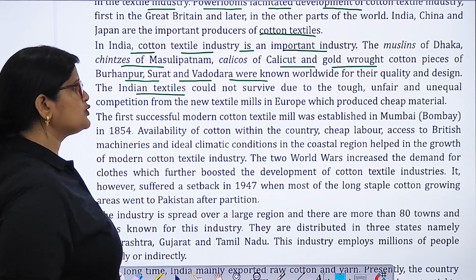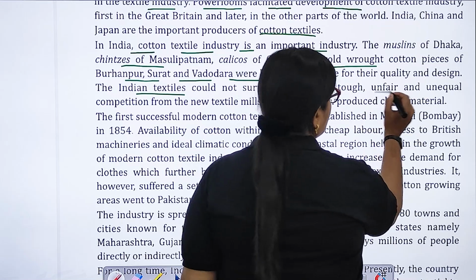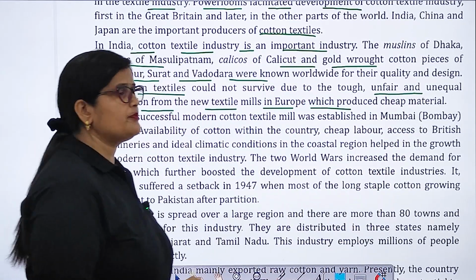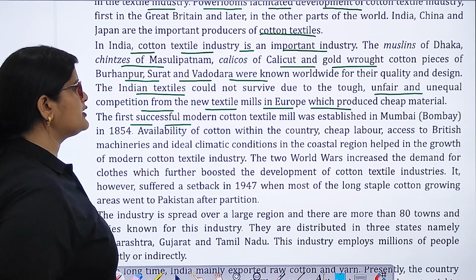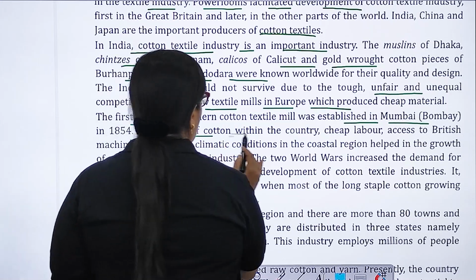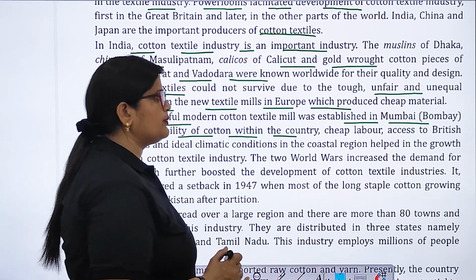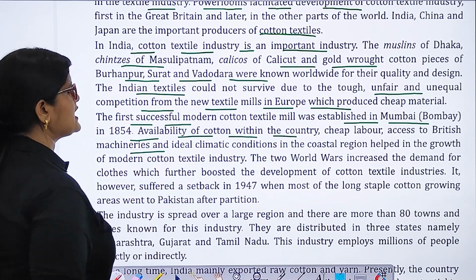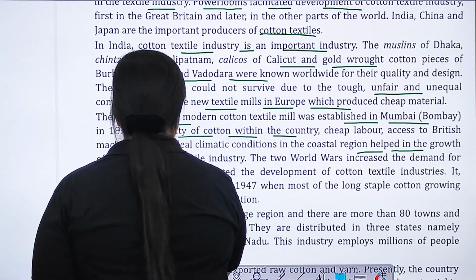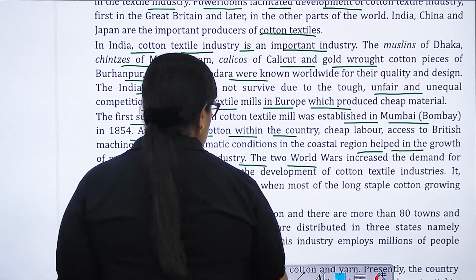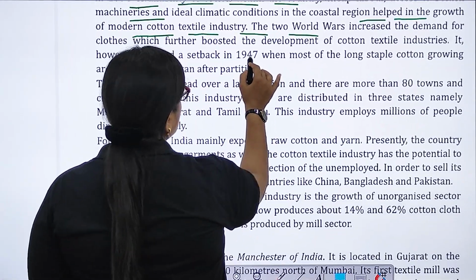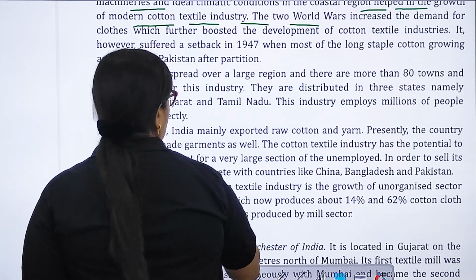The Indian textiles could not survive due to the tough, unfair, and unequal competition from the new textile mills in Europe, which produced cheap material. The first successful modern cotton textile mill was established in Mumbai in 1854. Availability of cotton within the country, cheap labor, access to British machineries, and ideal climatic conditions in the coastal region helped in the growth of modern cotton textile industries. The two world wars increased the demand for clothes, which further boosted the development of cotton textile industries.